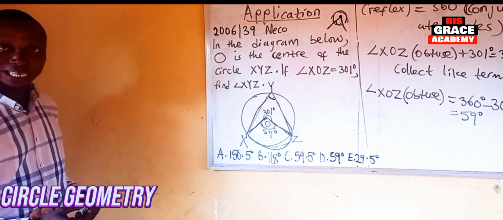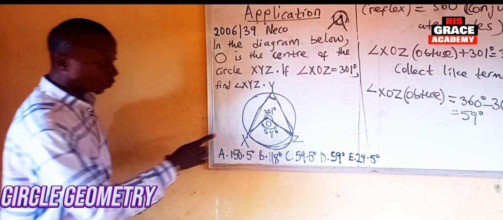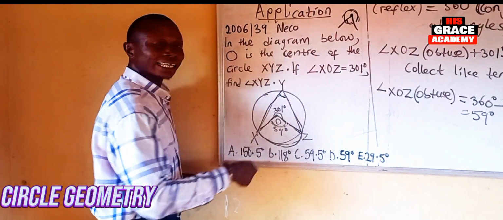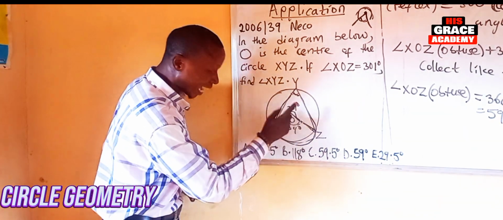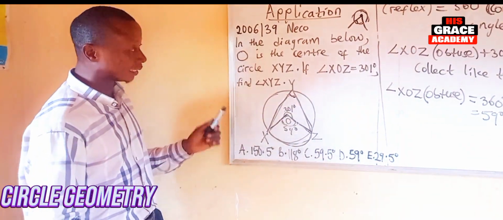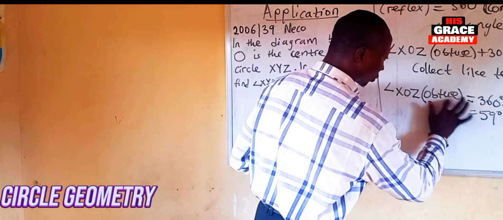So this angle is 59 degrees. That is now acute. We have the acute and the reflex. The angle there is an acute angle because it is less than 90 degrees, so you can change this to acute.